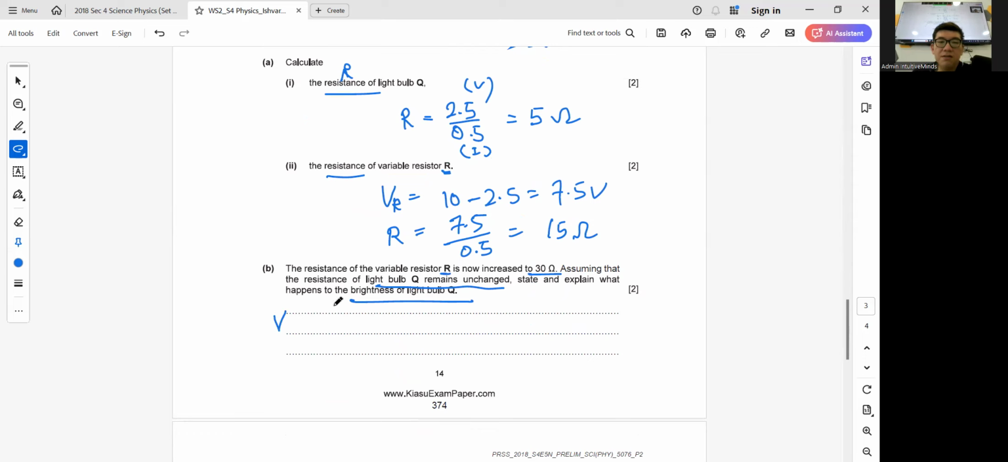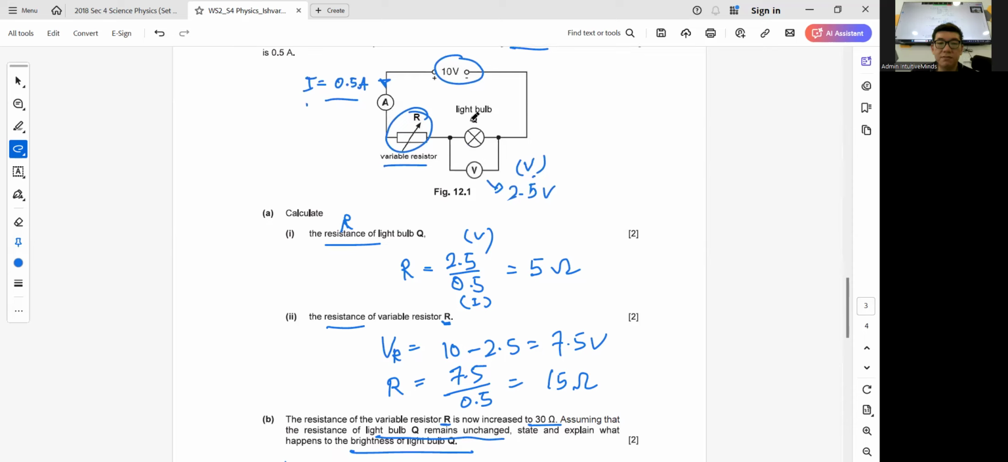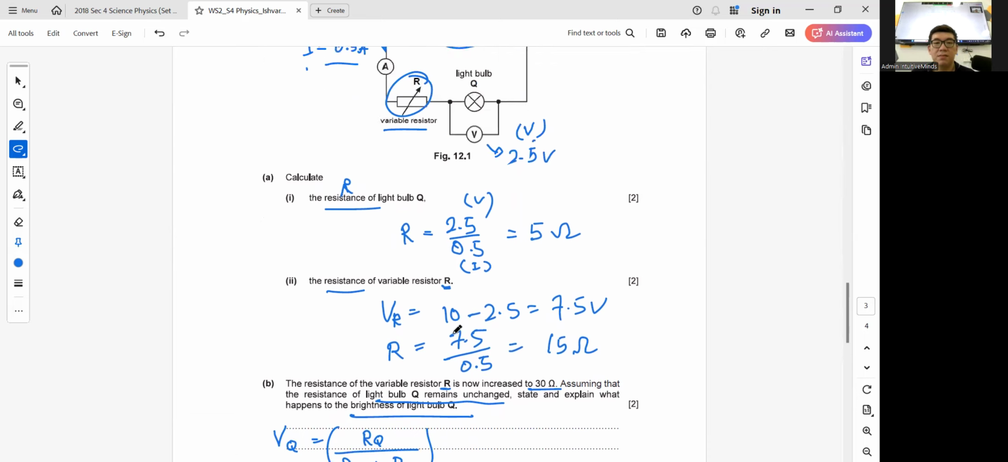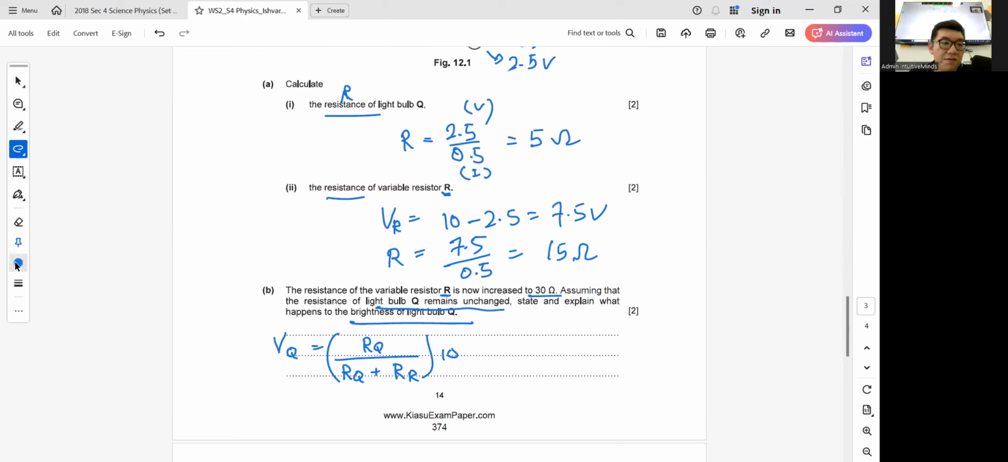What would be the formula? VQ, let's put it here. What would be the PDR formula in terms of VQ? It will be the resistance of Q divided by, yeah. So it'd be like RR multiplied by 10. So if the resistance of R increases, this will increase. The rest will remain constant. So VQ will increase or decrease?